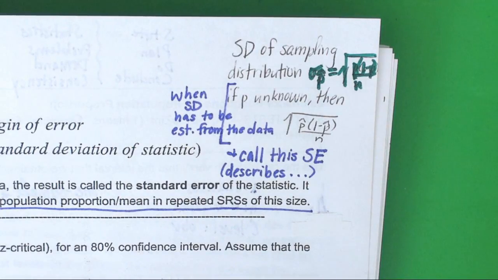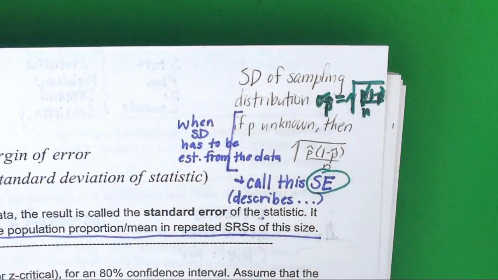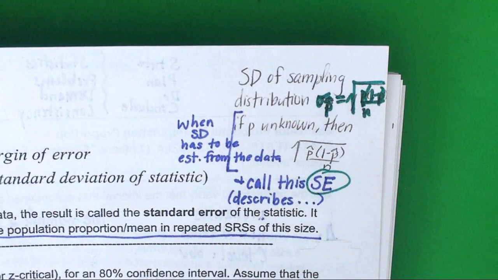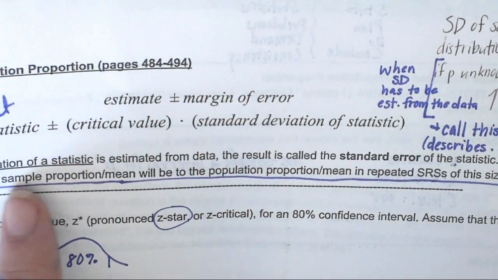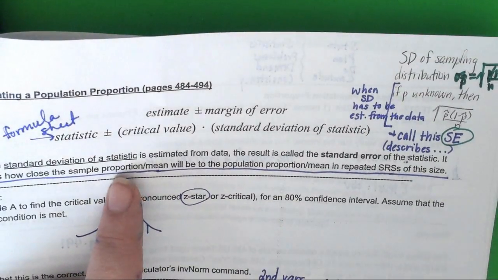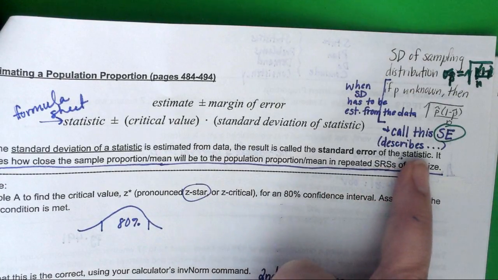However, clearly we've got to change the name of it because P and P hat aren't the same thing. So what we would call this new thing is standard error. That's why I put SE, standard error. So if you have to use P hat instead of P, it's called standard error. Okay, and then there are some words on the page underneath that explain it further. When the standard deviation of a statistic is estimated from data, the result is called the standard error of the statistic. And the whole point of it is it describes how close the sample mean or proportion will be to the population proportion or mean in repeated simple random samples of this size.